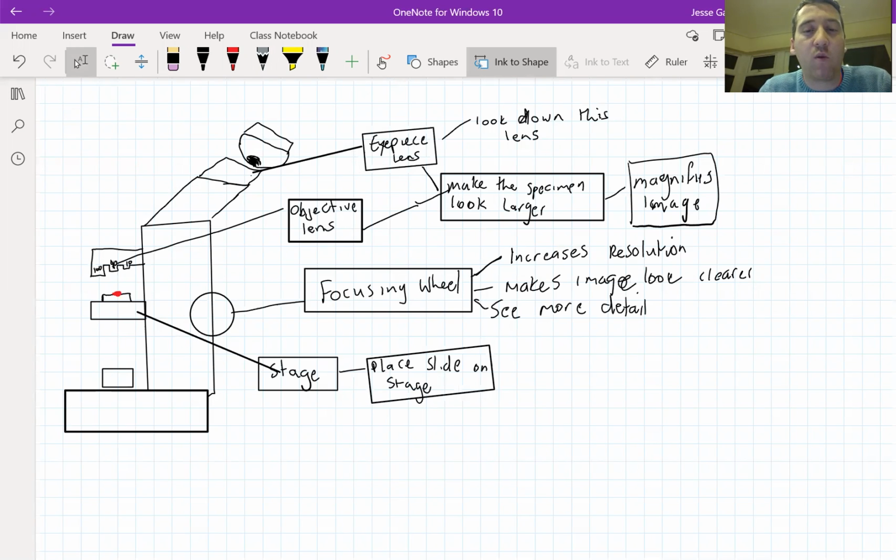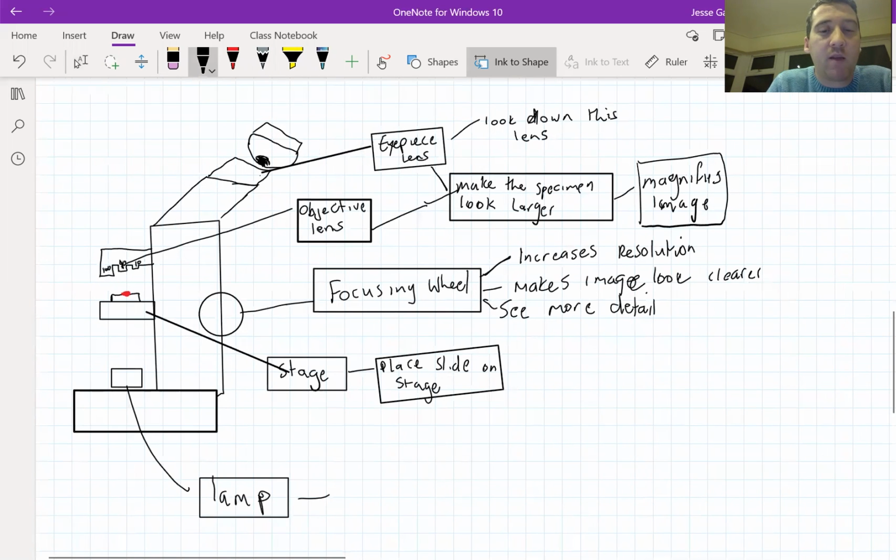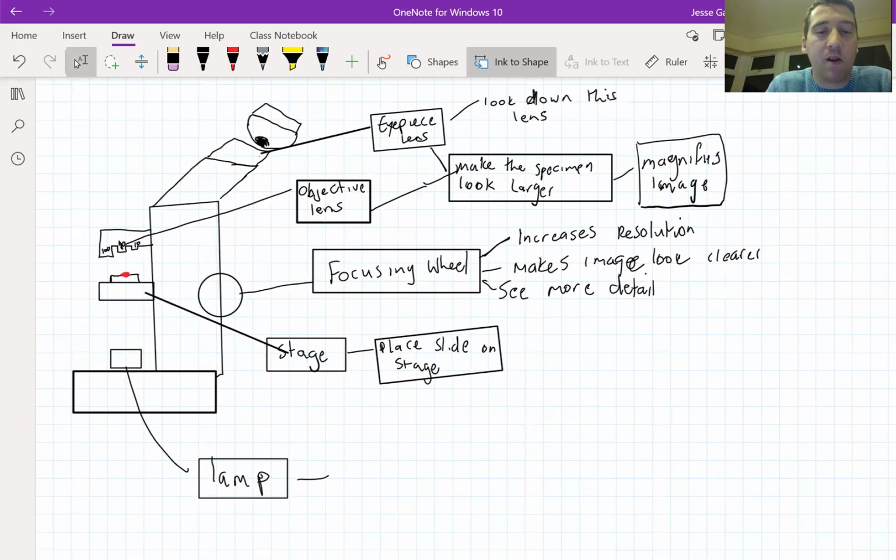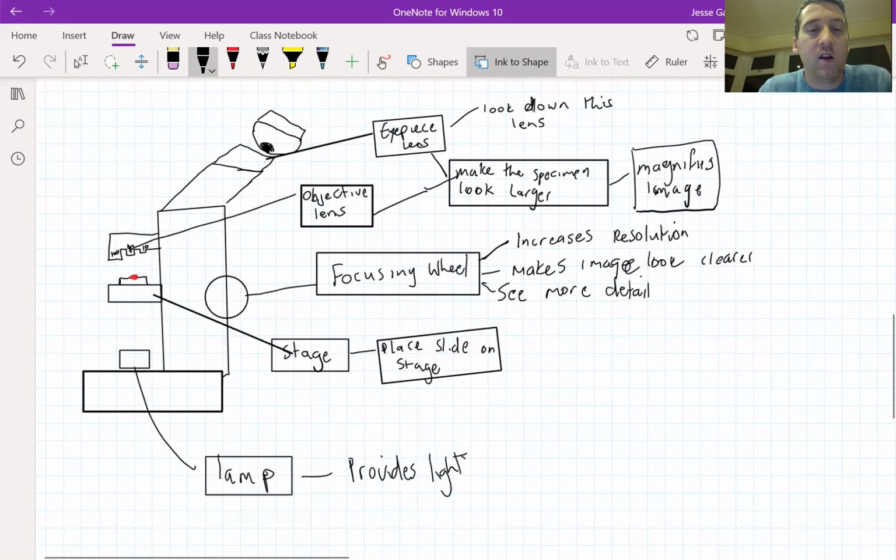The stage is where we place the slide. This here is the lamp. The lamp basically provides light so that you can see the image. You can't see anything without light. If you turn off the light in the room and it becomes completely pitch black, you can't see anything. So you need light to see. So the lamp provides light.